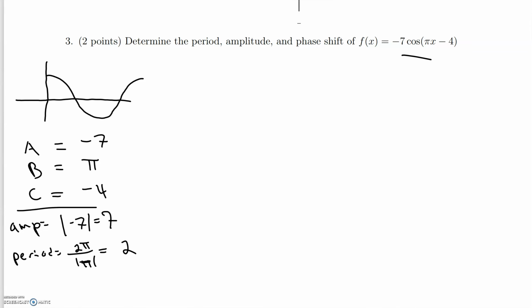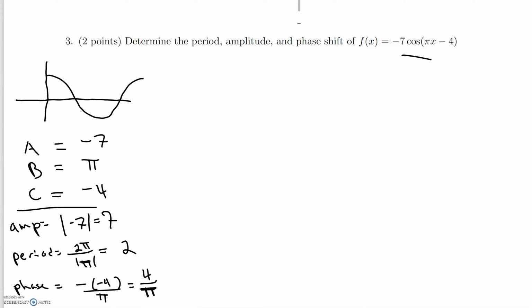And then finally, the phase shift is -c over b, which is -4 over pi. So negative of negative is positive, so that is 4 over pi. So we have kind of a weird phase shift.